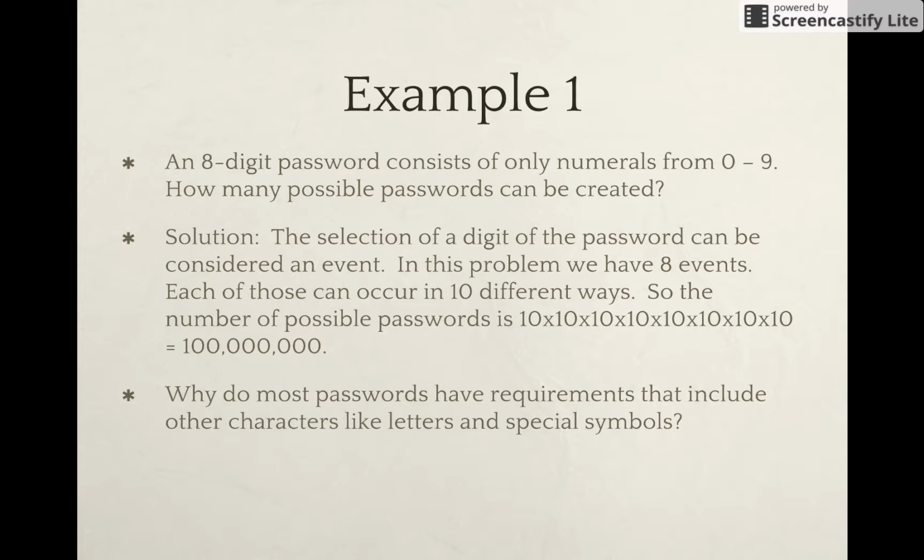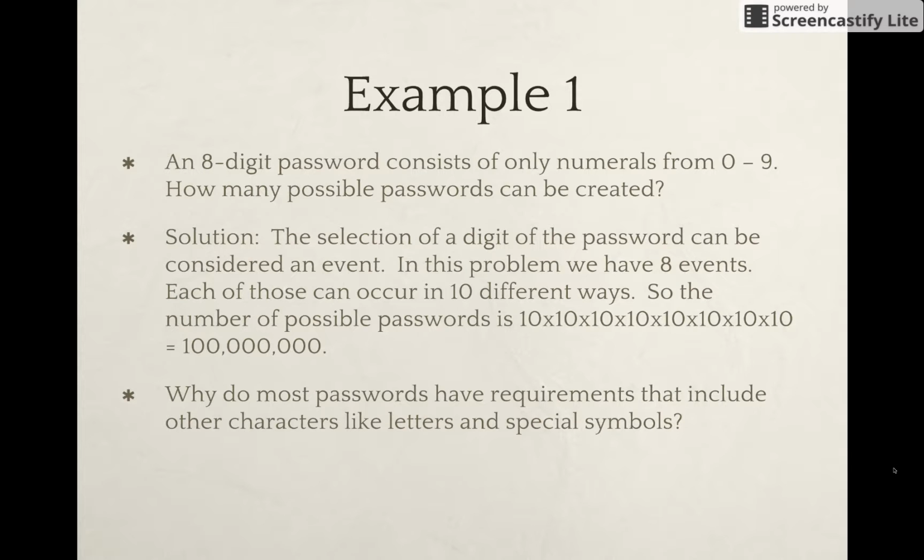Let's consider an 8-digit password that consists of only numerals from 0 to 9. And we want to know how many possible passwords can be created. So in this password problem, each digit of our password will be considered an event as we think about the fundamental counting principle. So in this problem, we have 8 events then, and each of those events can occur in 10 different ways because we're selecting from the numerals from 0 to 9.